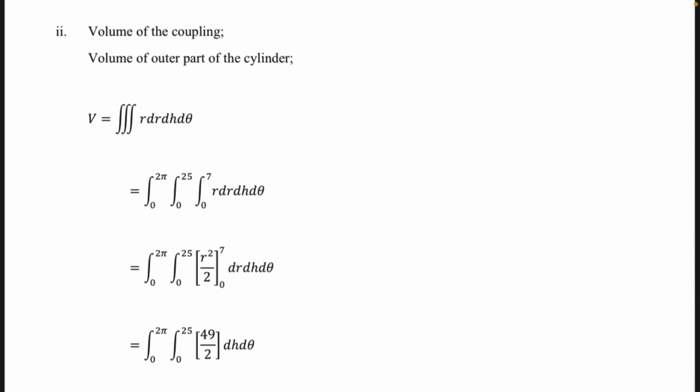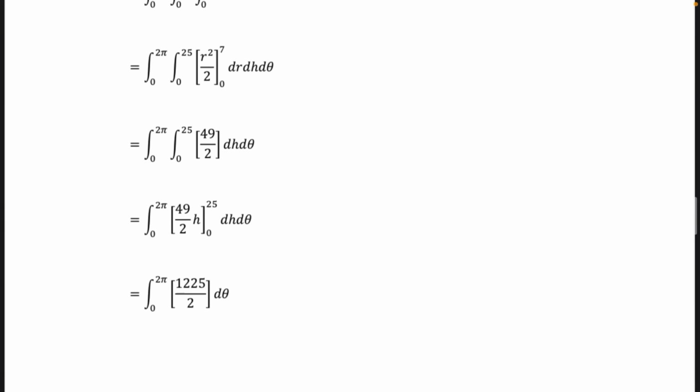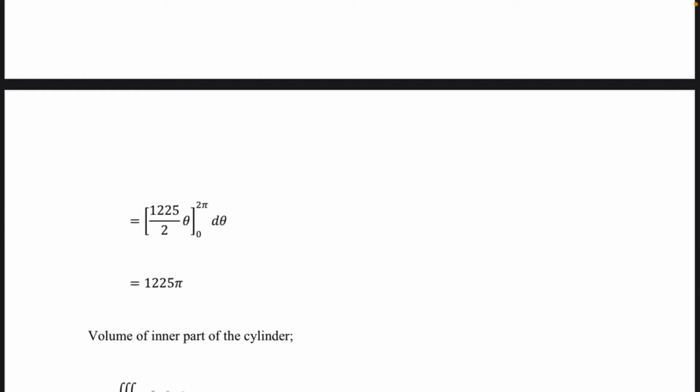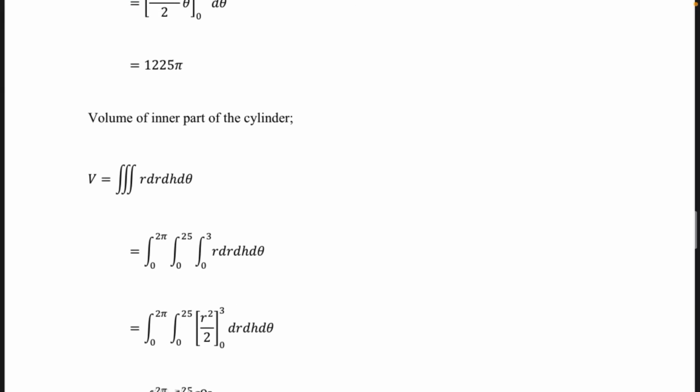So for the outer part of the cylinder it is r dr dh d theta. We integrate r dr first, so r squared over 2 with the limit of 0 to 7. We will get 49 over 2 dh with the limit 0 to 25. We integrate that and we get 1225 over 2 d theta with the integral 0 to 2 pi. We integrate that and then we get the final answer 1225 pi for the outer part of the cylinder.